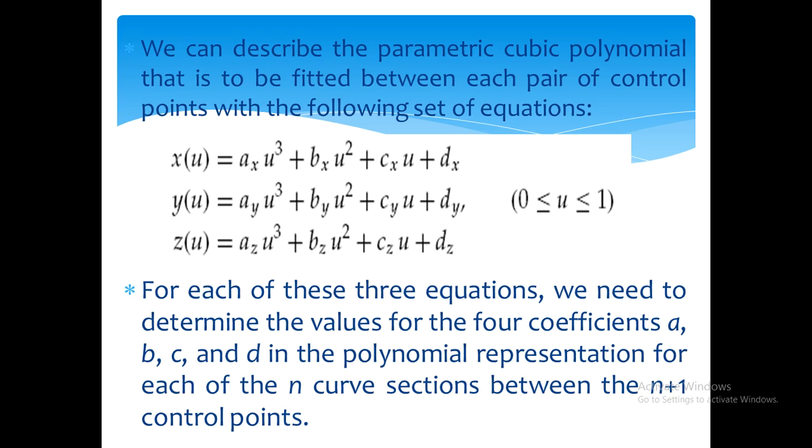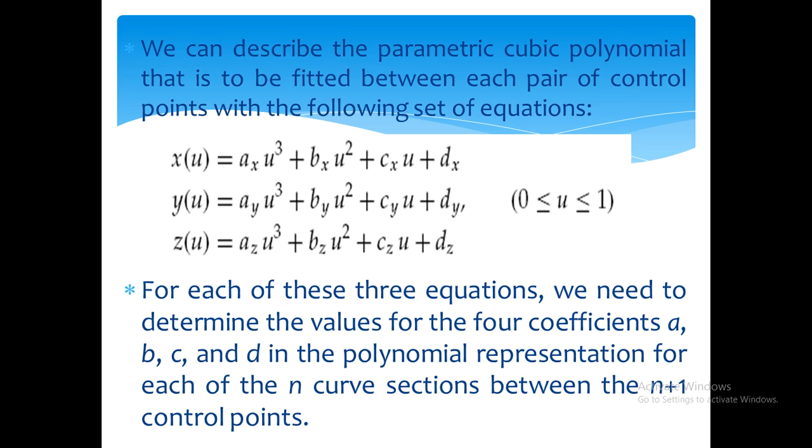With respect to z, again the same: az u cube plus bz u square plus cz u plus dz. You have to solve for each and every point. You have to solve these 3 equations depending on u, where u varies from 0 to 1. At one end of your curve u is 0, at the other end of your curve u is 1, so u varies between 0 and 1. Depending on the u value, you will get x, y, z if you calculate these equations.